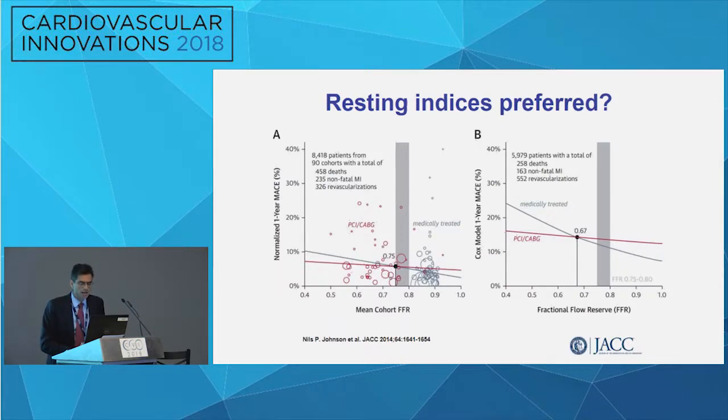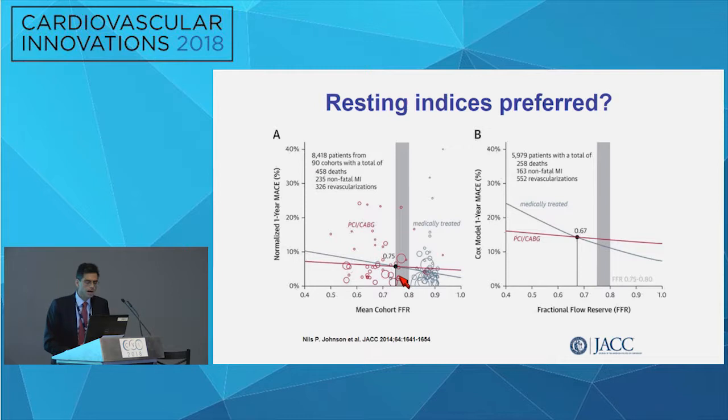And this is one meta-analysis Neil Johnson did a few years ago. What it shows is that the benefit you get in terms of MACE is more in those people who have the lower FFRs. If you go around 0.75, the benefit you get from revascularization with either PCI or bypass versus medical therapy alone is not that different.